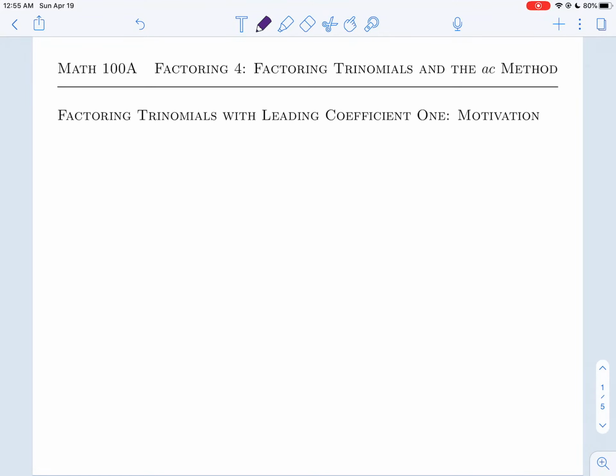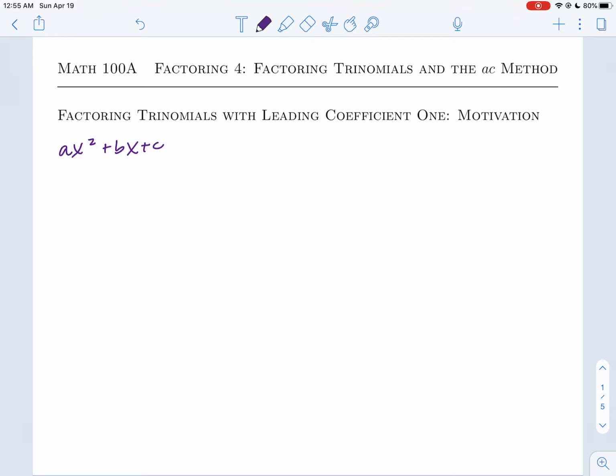Welcome back, everybody. In this video, we're going to be talking about factoring trinomials. Intuitive from that name, a trinomial is a polynomial that has exactly 3 terms. A lot of times with those trinomials, we'll see a pretty standard form that looks like ax squared plus bx plus c.